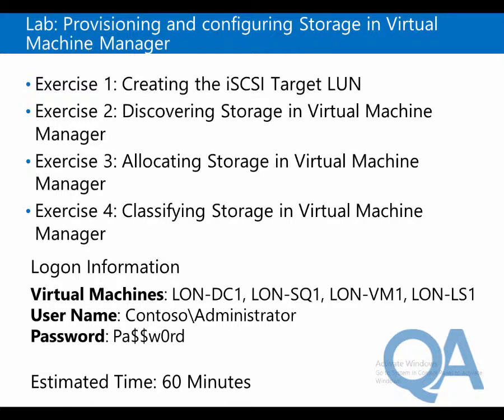So to review, we created an iSCSI target LUN in our iSCSI server. We then connected that SAN system to our virtual machine manager and discovered the storage, and then we went through the process of allocating and classifying the storage to our individual Hyper-V hosts.